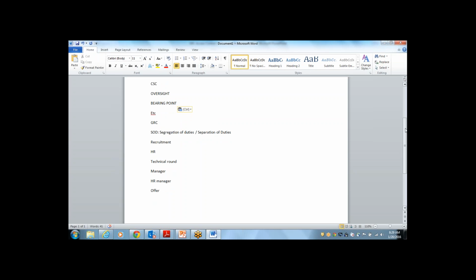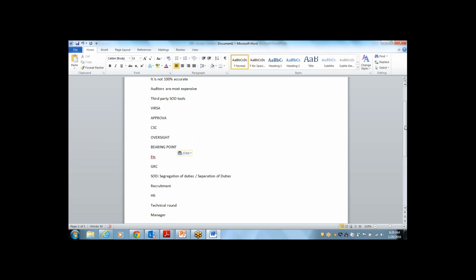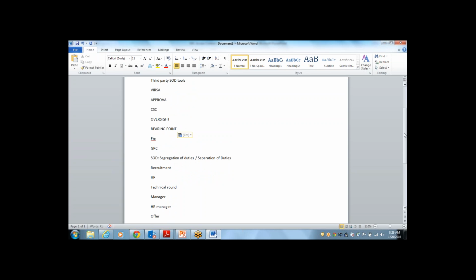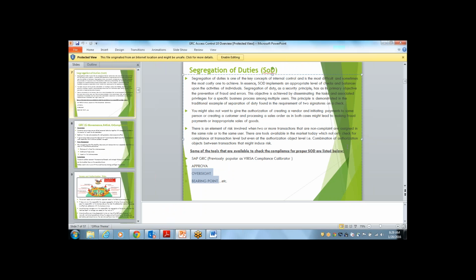Okay, I'll tell you, maybe we'll go through this Virsa once, because this is a very famous tool comparatively with other SOD tools. Virsa came into the picture in the 90s, and it is a purely Indian-based company. I'll explain the components of it, and then we'll jump into GRC also.